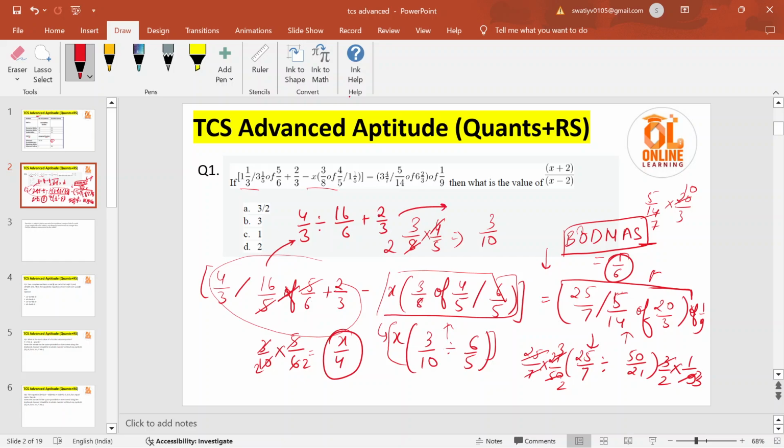So can I write it like this, 4 by 3 multiplied by 6 by 16 plus 2 by 3. So is this clear to you? Now I'll cancel it with 2, so this becomes 1 by 2. So here it becomes 1 by 2 plus 2 by 3.